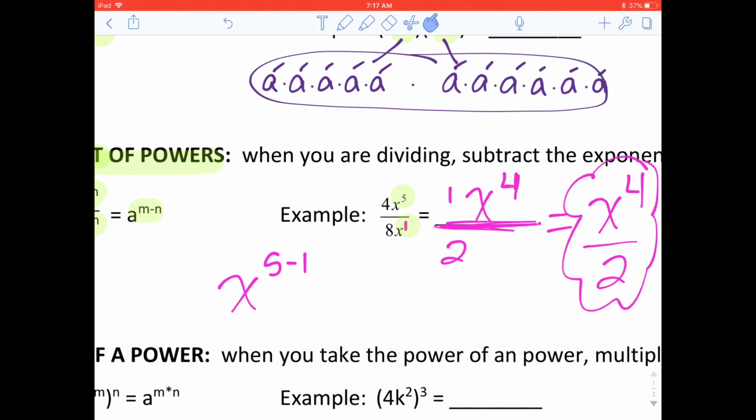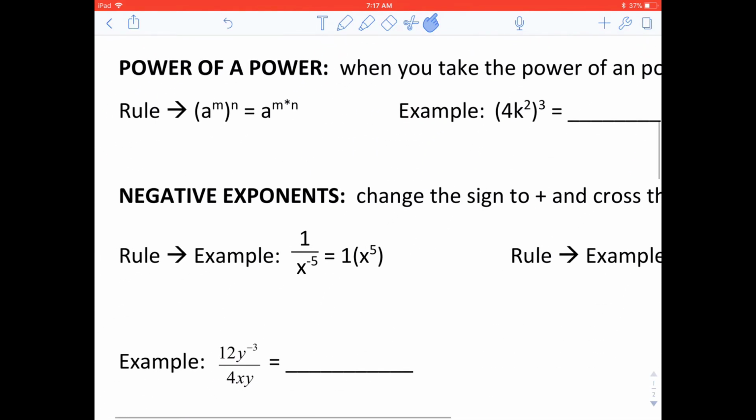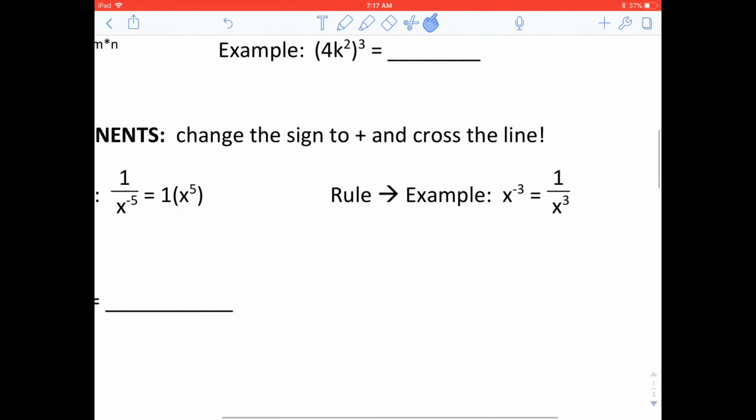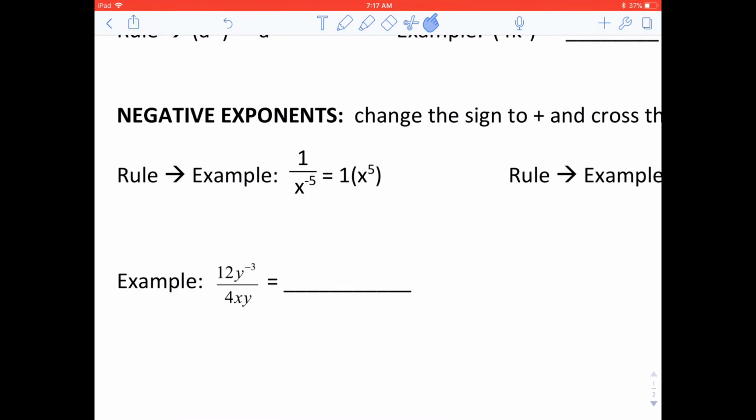But what happens if we happen to have some negative exponents? Let's jump down to the very bottom here. There's a little fancy rule that I use. It's called change the sign to positive and cross the line. So it's change the sign, cross the line. Look at our example here. If you have a negative exponent in the bottom, change the sign. So here I'll give you this example here. We change the sign from negative to positive, and then you just put it up top.